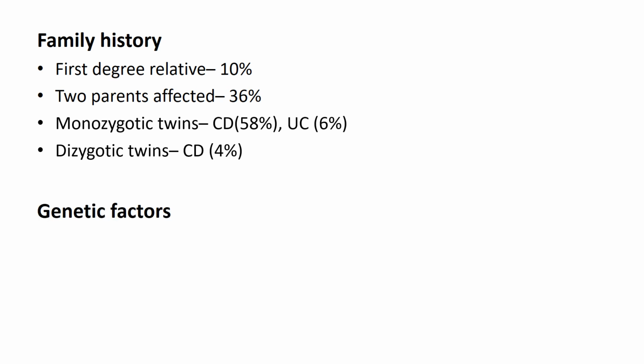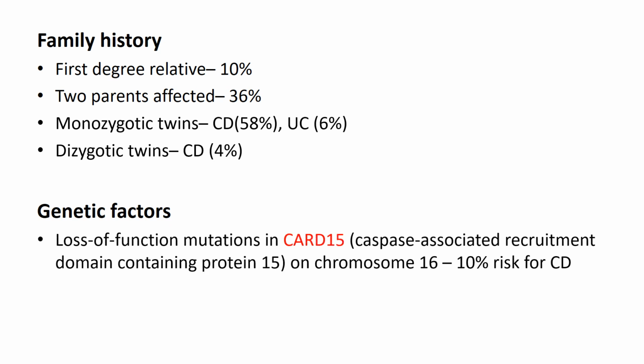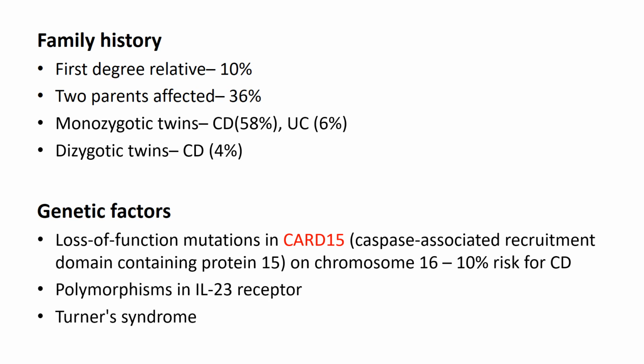Then genetic factors. There are some genetic traits or genetic disorders which may be associated with inflammatory bowel disease. The first one is a loss of function or mutation in CARD15, that is caspase associated recruitment domain containing protein 15, whose gene is seen on chromosome 16. When there is a defect or mutation in this gene, there is a 10% risk of developing Crohn's disease. The other two genetic factors are polymorphism in the interleukin 23 receptor and Turner syndrome.